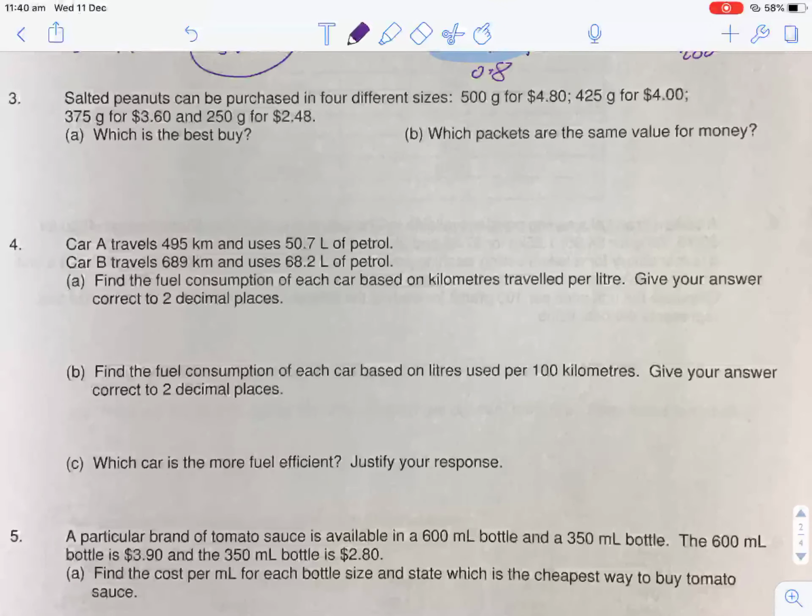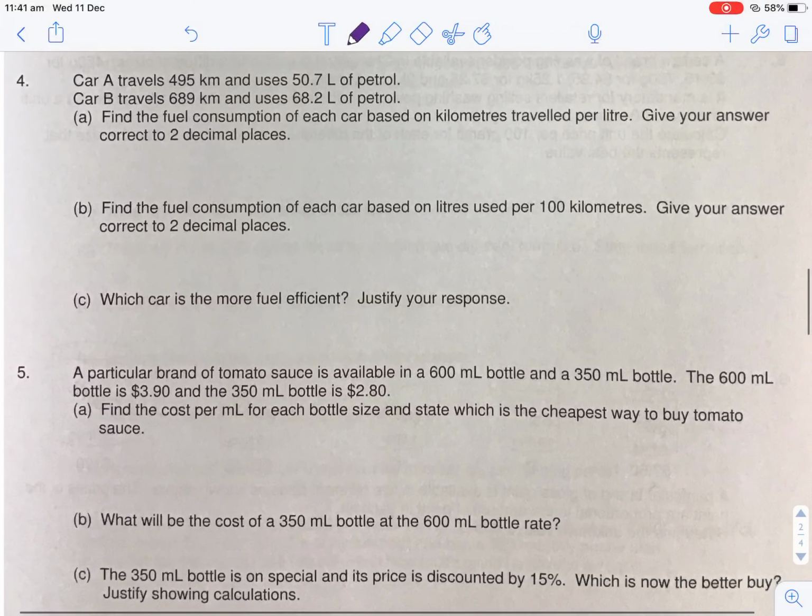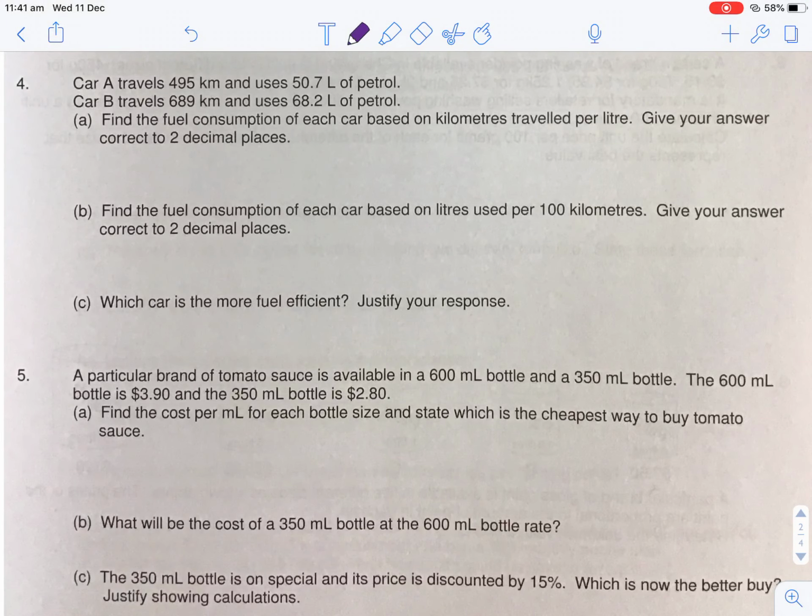All right, the next question, question 3. Salted peanuts can be purchased in 4 different sizes. In this case, we've got grams, grams, grams, and more grams. So that should be a straight up get your dollars, divide it by quantity question. So we won't bother doing that one.